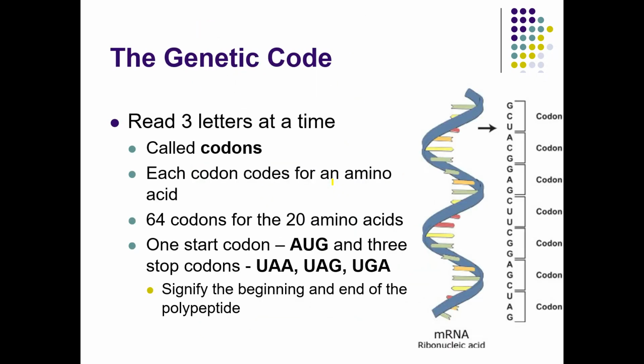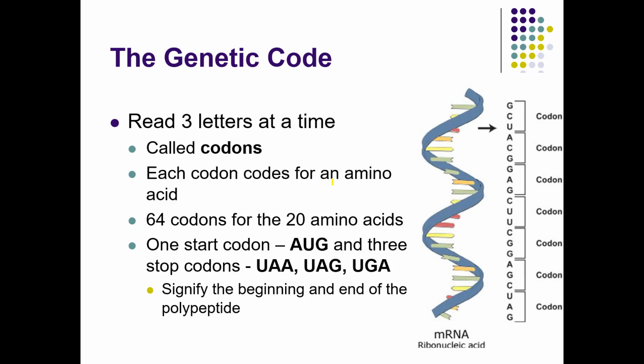All right, so now this takes us to our genetic code. At this point, we are almost ready to build our protein, but in order to build our protein, we need to understand how the code works. The instructions for building our proteins are in the nitrogen bases, the A's, the U's, the C's, and the G's.